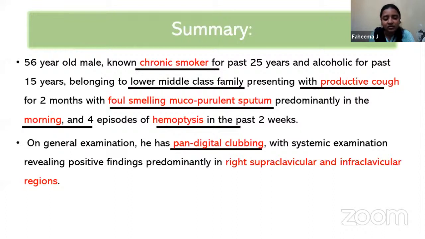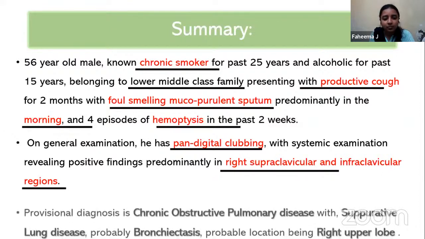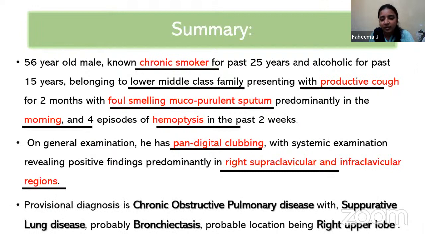On general examination, he had pan-digital clubbing, with systemic examination revealing positive findings predominantly in the right supraclavicular and infraclavicular regions. So the provisional diagnosis is chronic obstructive pulmonary disease with suppurative lung disease, probably bronchiectasis, with the probable location being the right upper lobe.